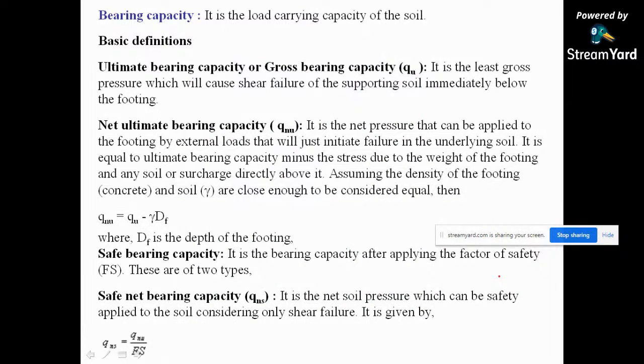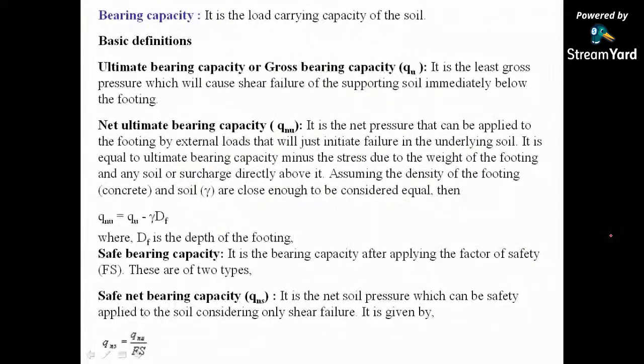Bearing capacity is the load carrying capacity of the soil. So what are the basic definitions? Ultimate bearing capacity or gross bearing capacity, QU, is the least gross pressure which causes shear failure of the supporting soil immediately below the footing.